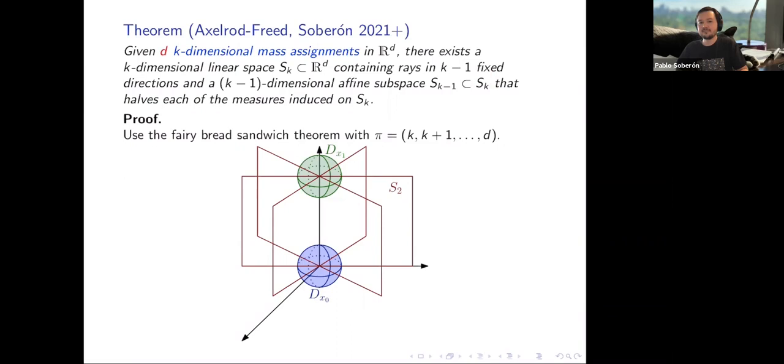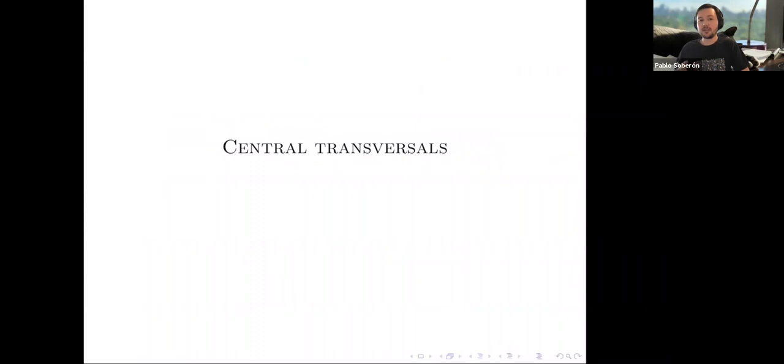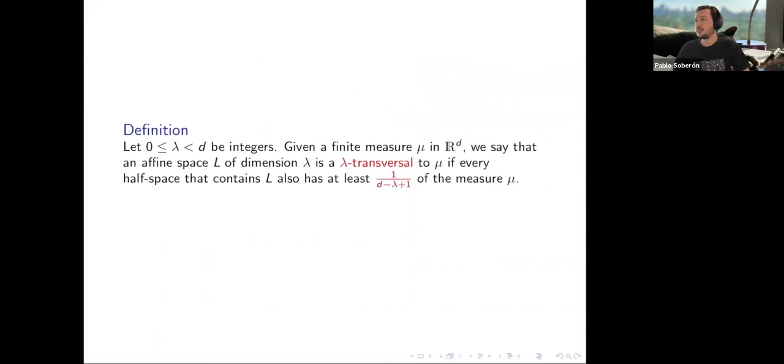Okay. Now, what else can we do here? Let's talk about central transversals, back to the beginning of the talk, and see how this is actually related to those things. I told you about central lines in dimension three. In high dimensions, this is the definition of a lambda transversal. So I give you one measure and I give you a parameter lambda. And a lambda transversal is a lambda-dimensional affine space L, so that every half space that contains L contains a lot of the measure.